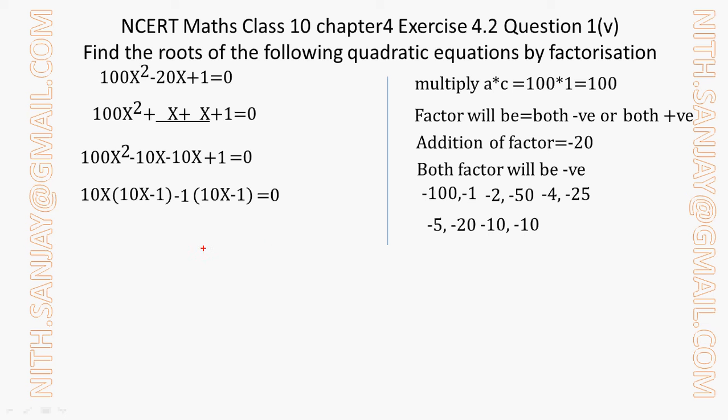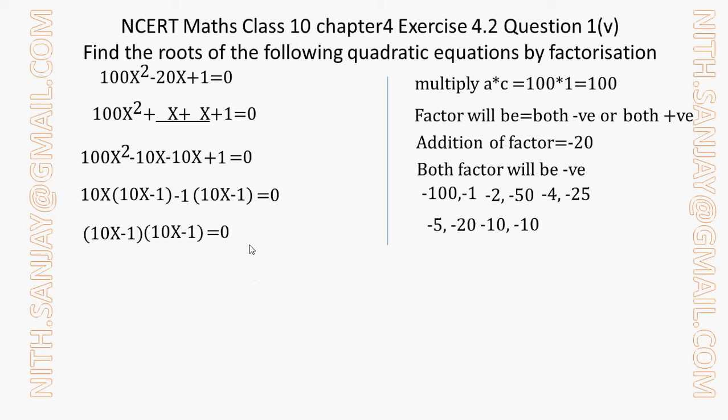Now I will take 10x minus 1 common outside. So what I will be left with is 10x minus 1. Why? Because I have taken this 10x minus 1 common here, so I am left with 10x from the first term, which I have written here. I have taken 10x minus 1 common, and I am left with minus 1, so I have written it like this. This is equal to 0.